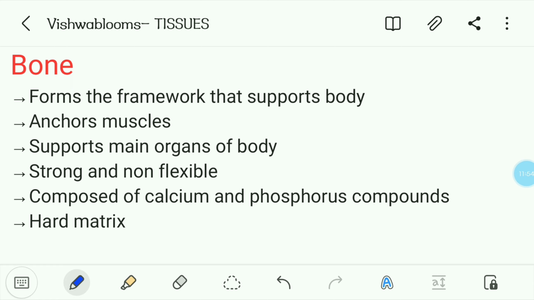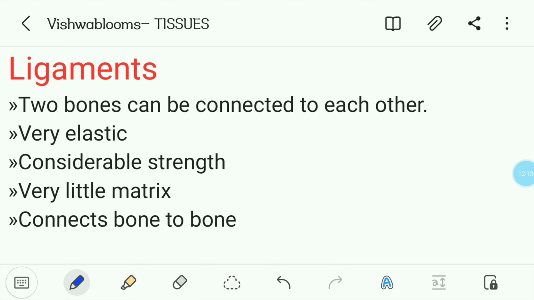And bone is so strong and non-flexible, you cannot break your bone, right? It is because it is composed of calcium and phosphorus compounds. So it has calcium and phosphorus, that's why it is so strong. What kind of matrix is there? It is hard matrix. Okay, hard matrix.